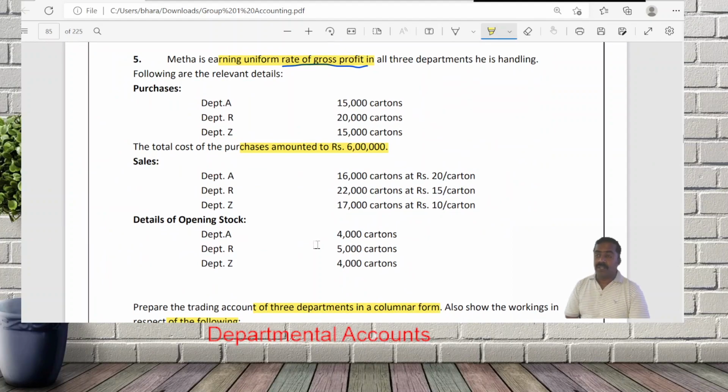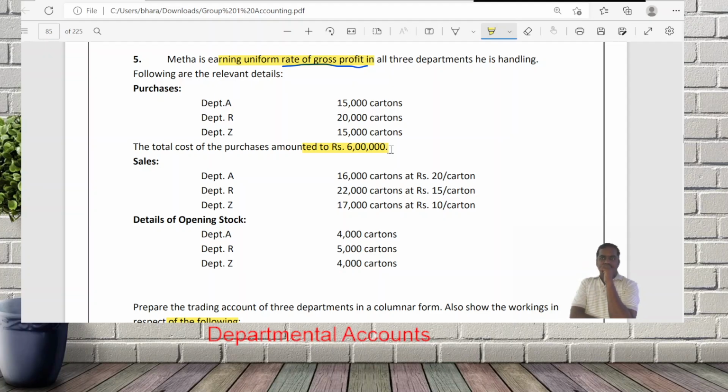Opening stock units are given, but the value is missing. In the same way, purchases are not given per line. The total cost of purchases, 6 lakhs, is given for all put together, so unit cost is not available. For A or Z, are we given the unit cost of purchase? No. In the same way, the unit cost of opening stock is not available. For closing stock, both units and values are needed.